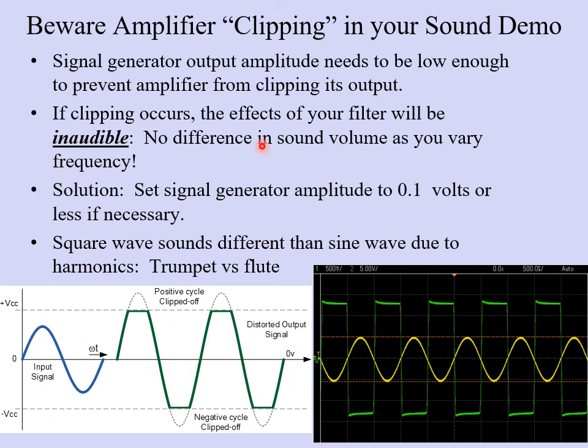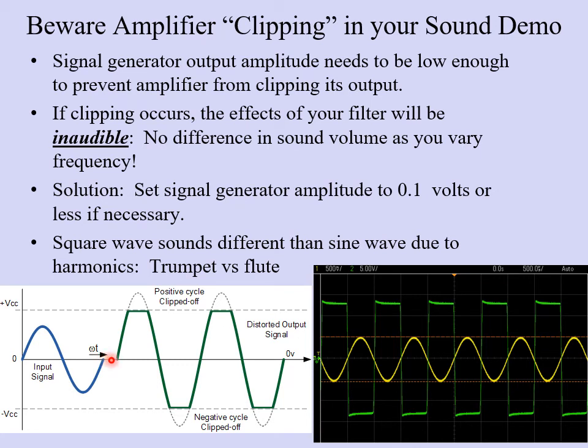Here's another practical aspect: beware amplifier clipping when you do your sound demonstration. The signal generator output that you feed into your filter needs to be small enough so that the amplifier signal doesn't get clipped. What I mean by this is, if you put this signal right here into your amplifier, that's a perfect sine wave, but your amplifier is going to amplify this by many, many times.